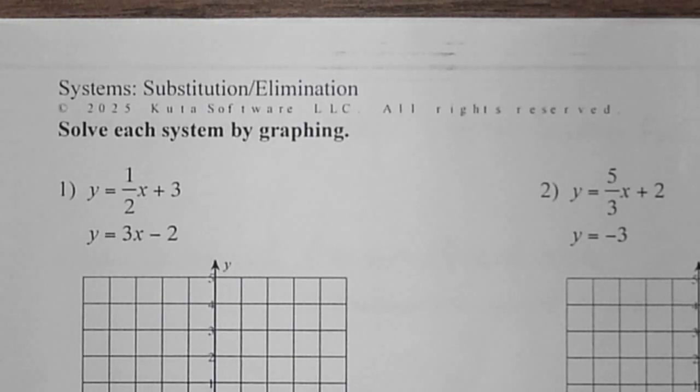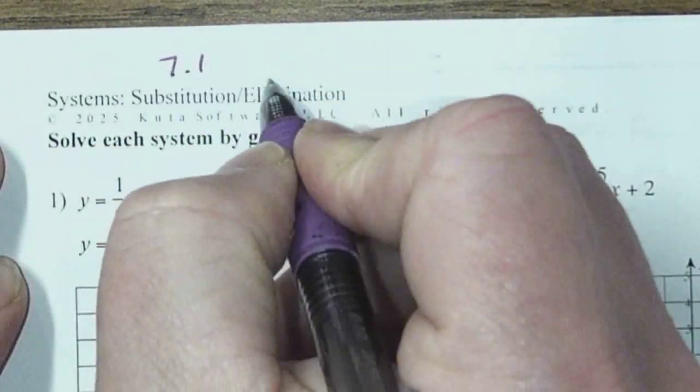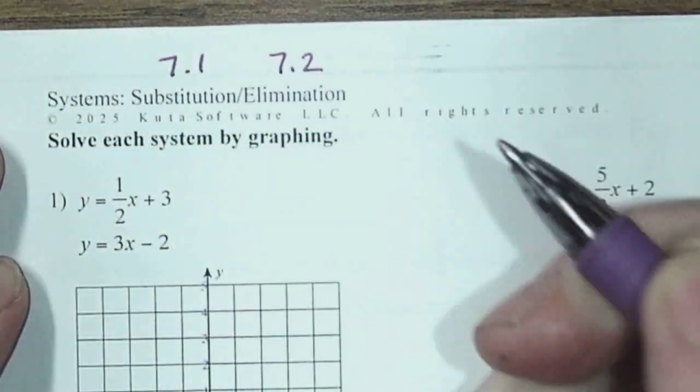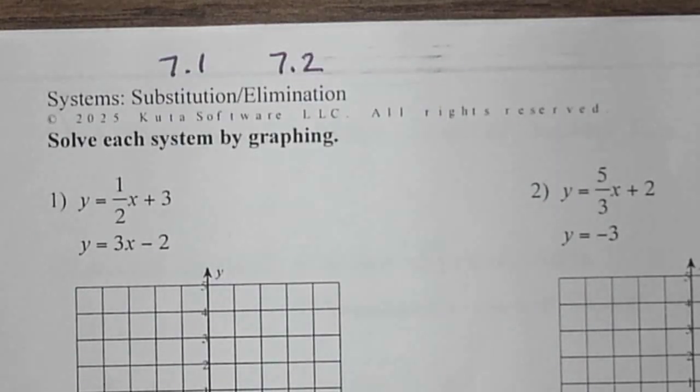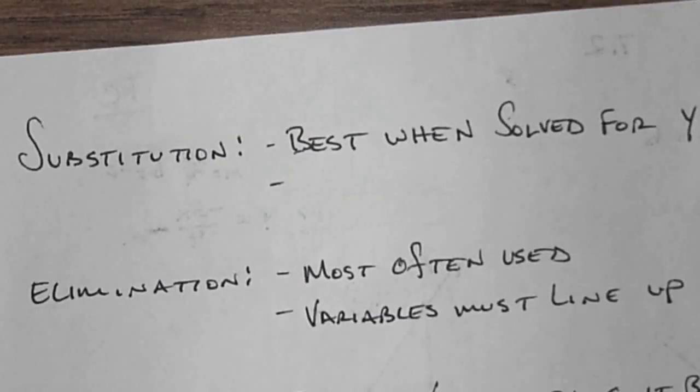Okay, pre-calc, here we go. Systems of elimination and substitution, elimination. Substitution we called 7-1, elimination we called 7-2. We kind of did them together. And we have some graphing things, but we're going to be rehashing this.